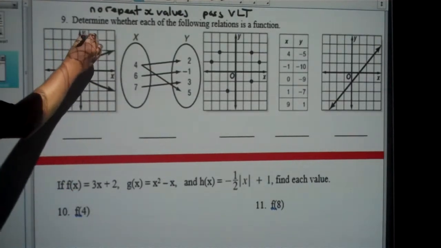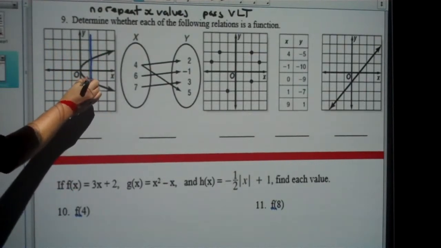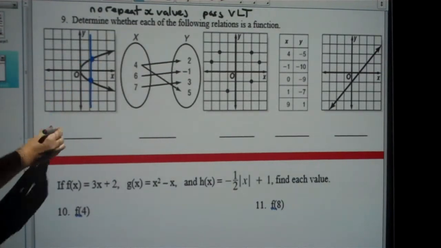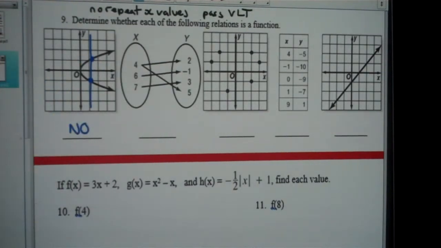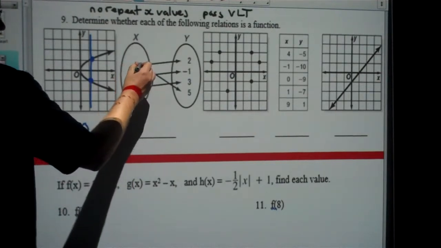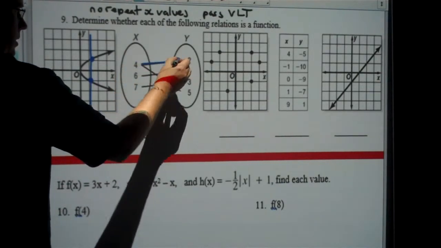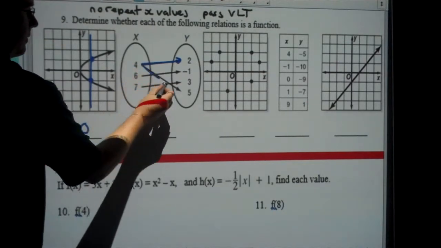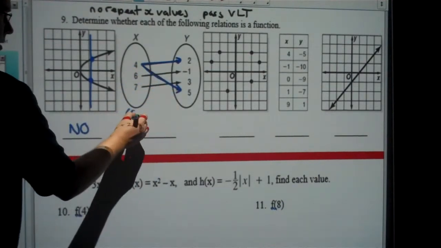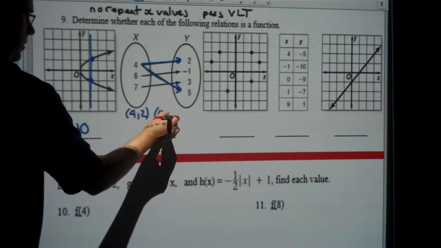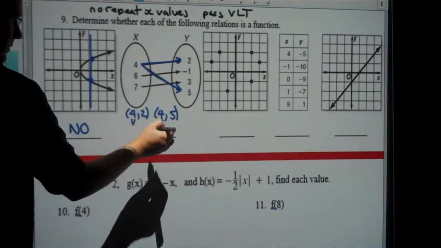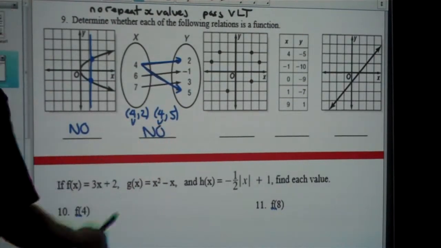If I was to draw a vertical line here, and it passes through 1, 2 points, as it passes through more than 1 point, then I can say no, that it's not a function. And if I can do that anywhere on that graph, that means it's not a function. Now for this one here, I can see that when x is 4, y is 2, but also when x is 4, y is 5. So I actually have 2 coordinates that have the same x value, which means this one is also not a function.